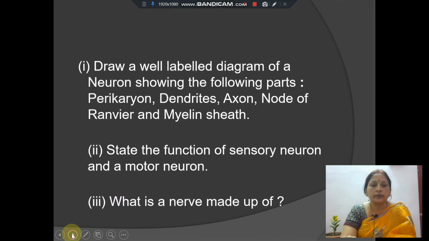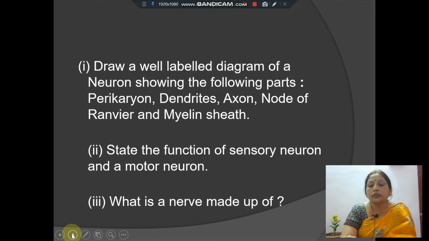Next question. Draw a well-labeled diagram of neuron. This I'll show you in the next slide. State the function of sensory and a motor neuron. Sensory neuron receives messages from the sensory cells, and motor neuron transmits the impulses from brain or spinal cord to the effector area where the messages are received.